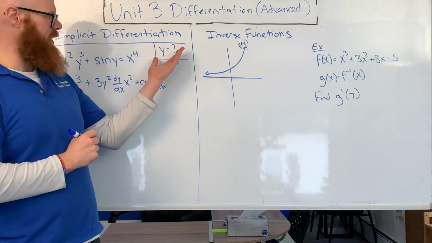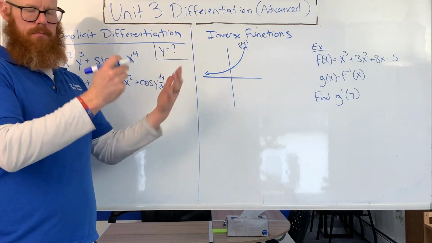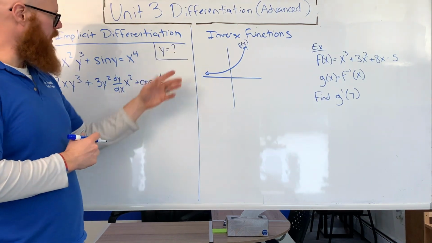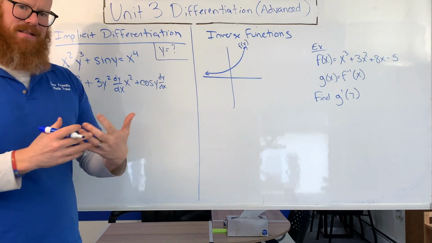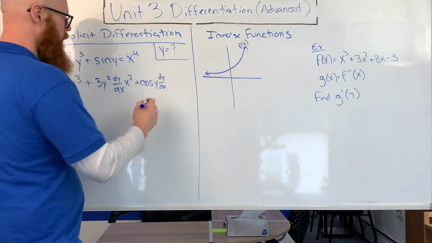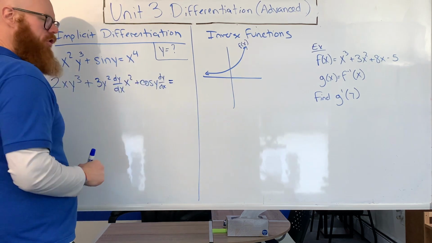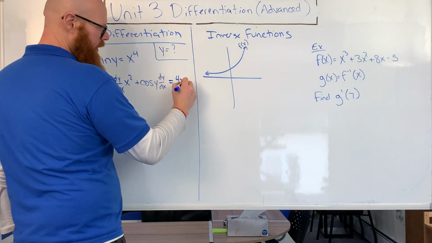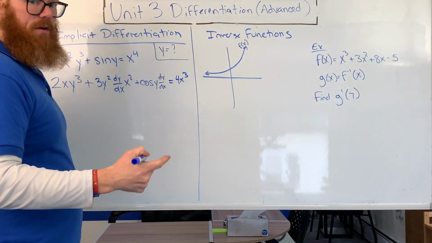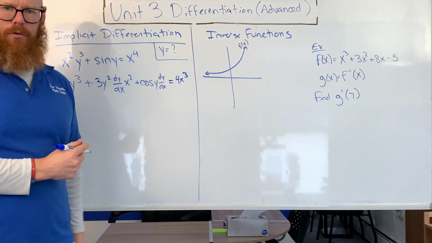If we knew it was like, say, x cubed, we could just multiply by 3x squared. But we don't know what it is, so we just write dy dx as a kind of placeholder in a way. Equals, but now on the other side, the derivative of x to the fourth is just 4x cubed. We don't have to do the chain rule. But I want you to see the chain rule is always at play.